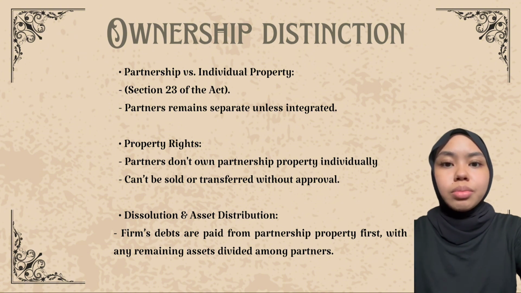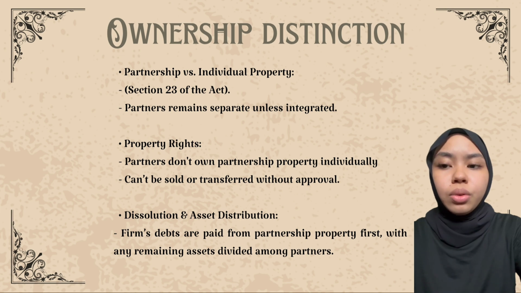Partnership dissolves. Ownership distinction. Firstly, partnership versus individual property. Partnership property refers to property purchased for the firm's use and is owned by the business as a whole, according to Section 23 of the Act. This contrasts with personal property, which remains separate unless explicitly integrated into the business.